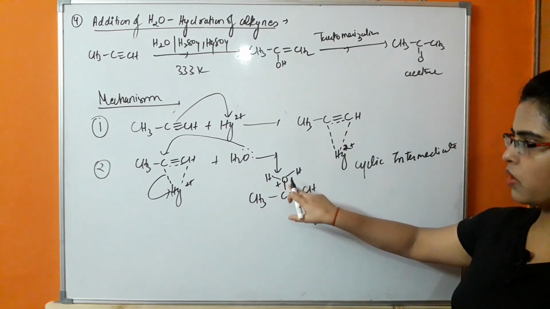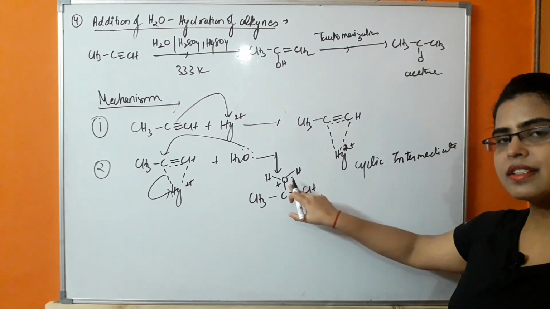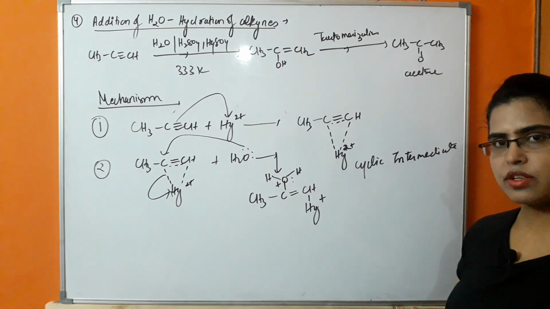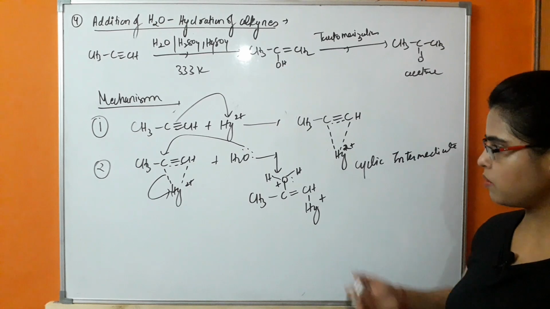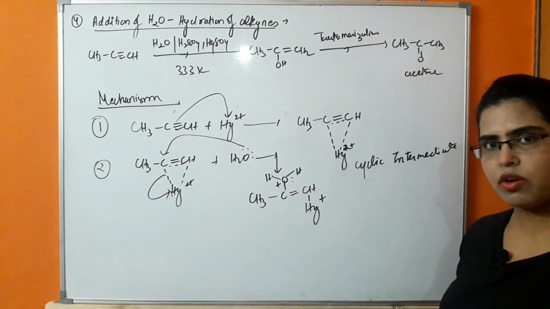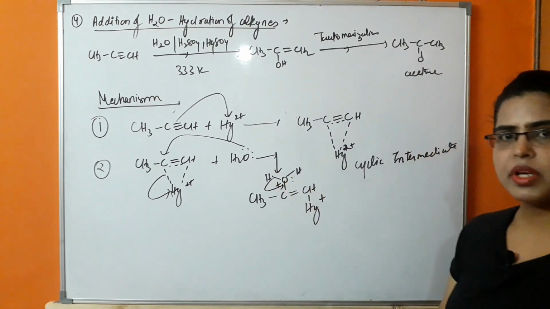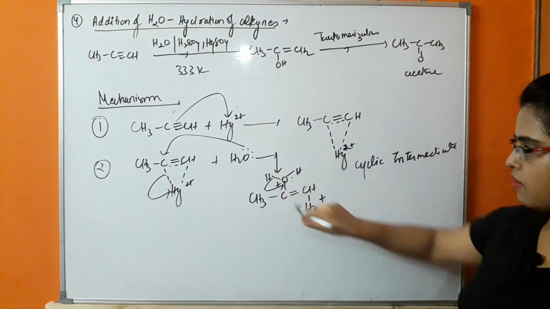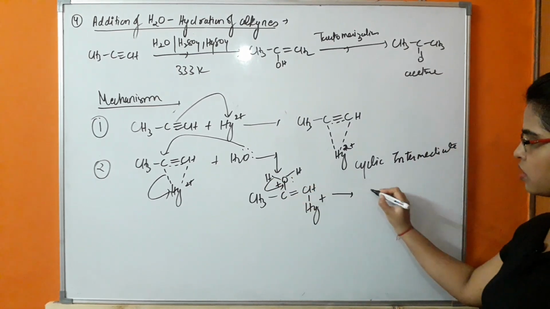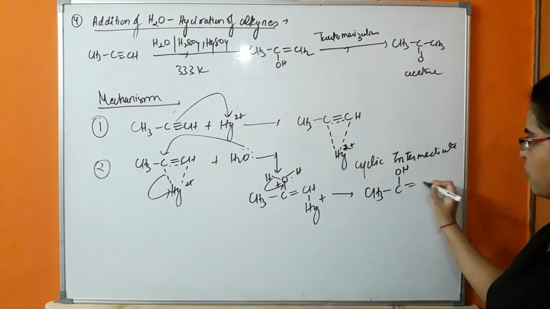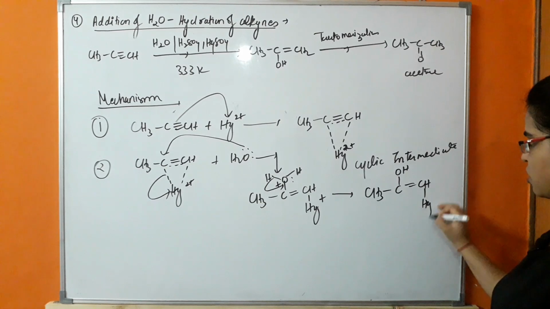We know that the positive charge on this oxygen is unstable, due to which this oxygen, the second most electronegative element in the periodic table, because of its electronegativity, will abstract the shared pair of electrons towards itself, due to which there will be formation of CH3, COH, double bond, CH, Hg+.